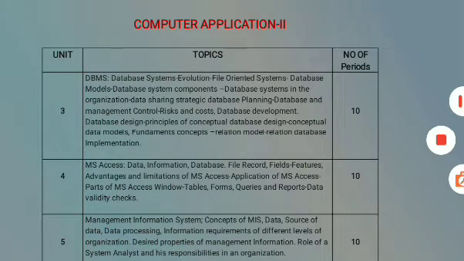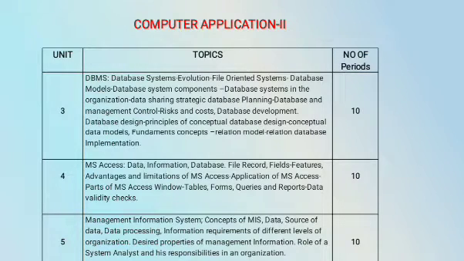The fourth one is MS Access. For what purpose do we use MS Access? The system is used to transform data into useful information. MS Access is used to store the data. If you want to store the data, how do you store it? Information, database, what is a file, what is a record, what are the fields, and what are the features, advantages and limitations of MS Access.